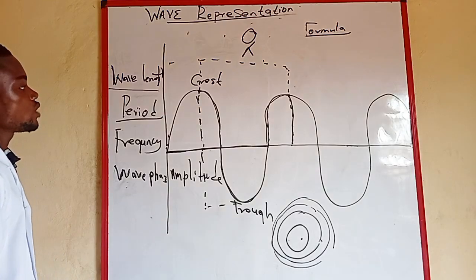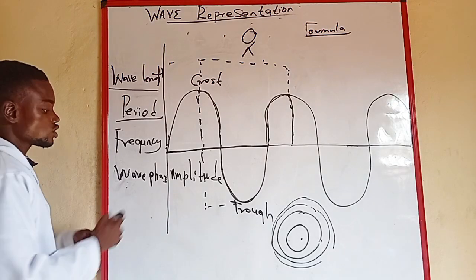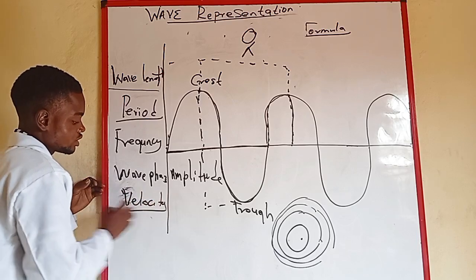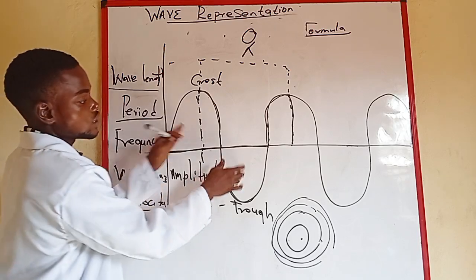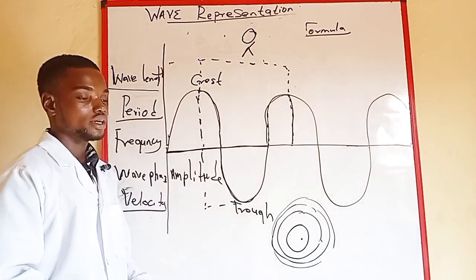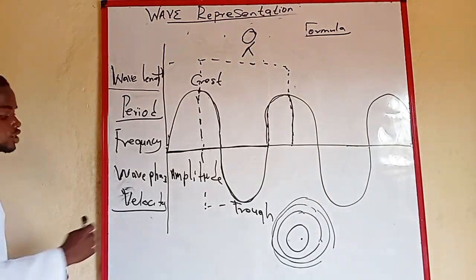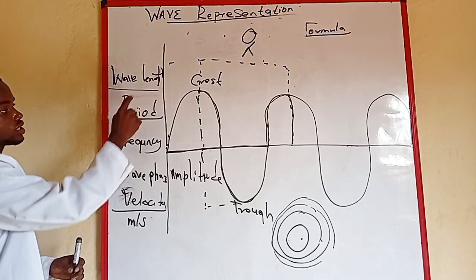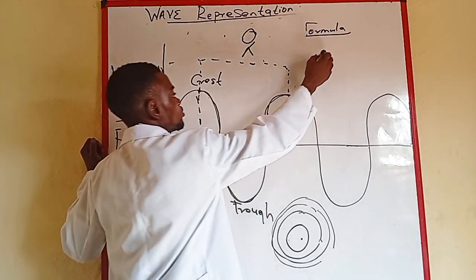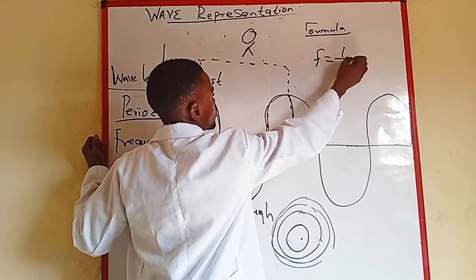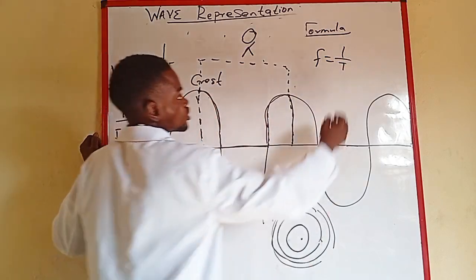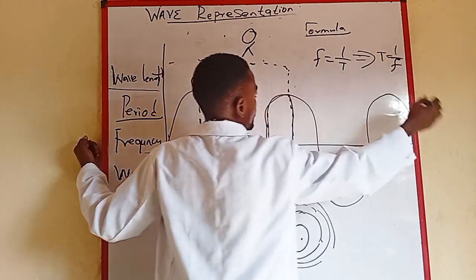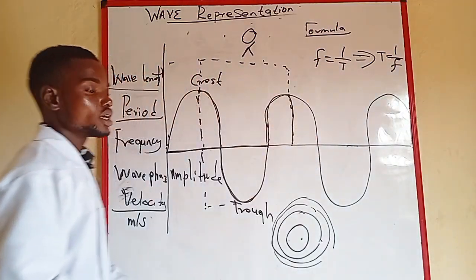Now that is it. Again, we are going to look at the relationships. We also note frequency and velocity, that is the speed at which this oscillation is traveling, measured in meters per second. Now, the relationship between frequency and period is gotten from f equals 1 over T, and also T equals 1 over frequency. This is frequency and this is the period.